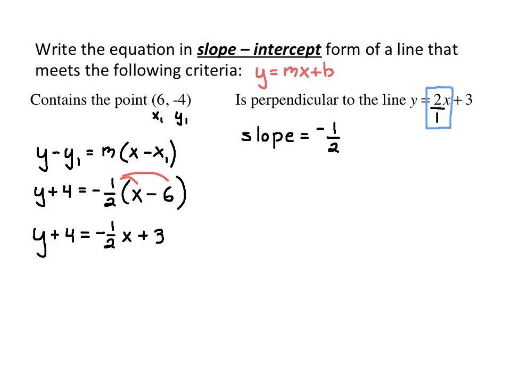So we're almost done. Now to get our final form of the equation, I simply need to subtract 4 from both sides. And this is going to give us our final form, y equals negative 1/2 x minus 1 as our slope-intercept form of an equation that is perpendicular to the given line and goes through the given point.